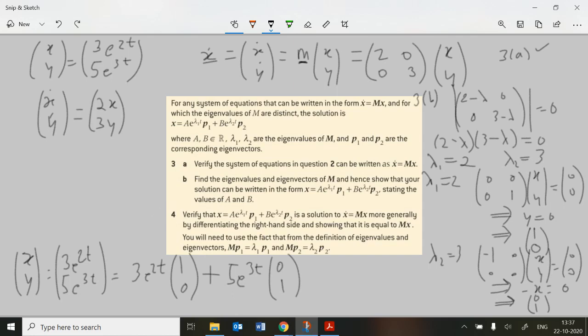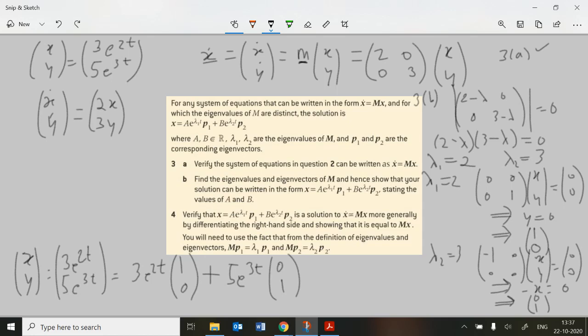Now, for question 4, this is where it gets a bit more involved in terms of the general situation. It says, verify that this is a solution to this more generally by differentiating the right-hand side. So we're going to need to differentiate this and show that it is equal to Mx. So if we differentiate this, we get x dot.